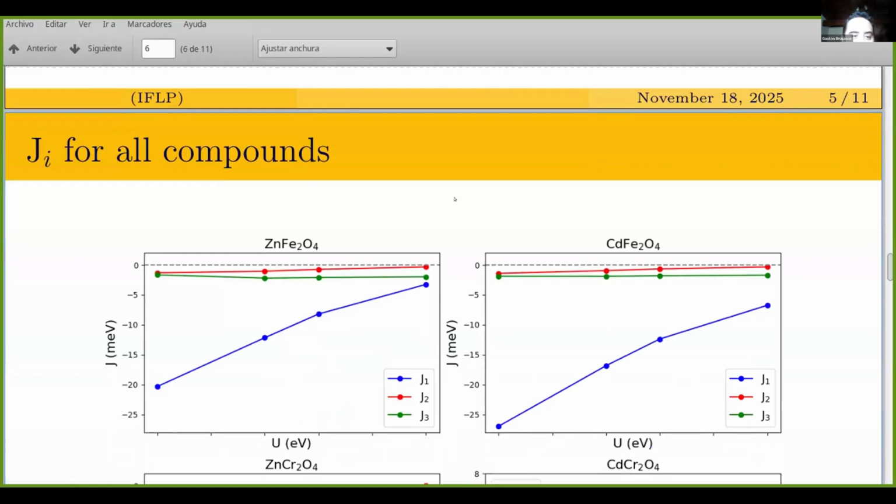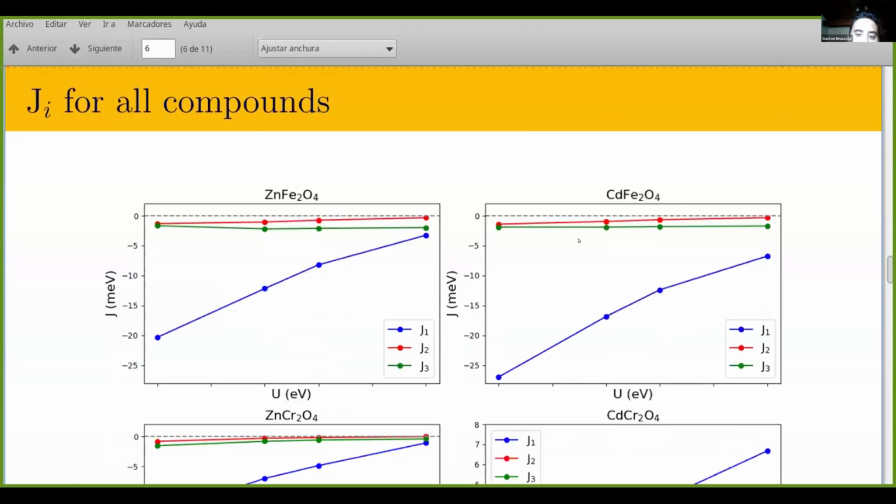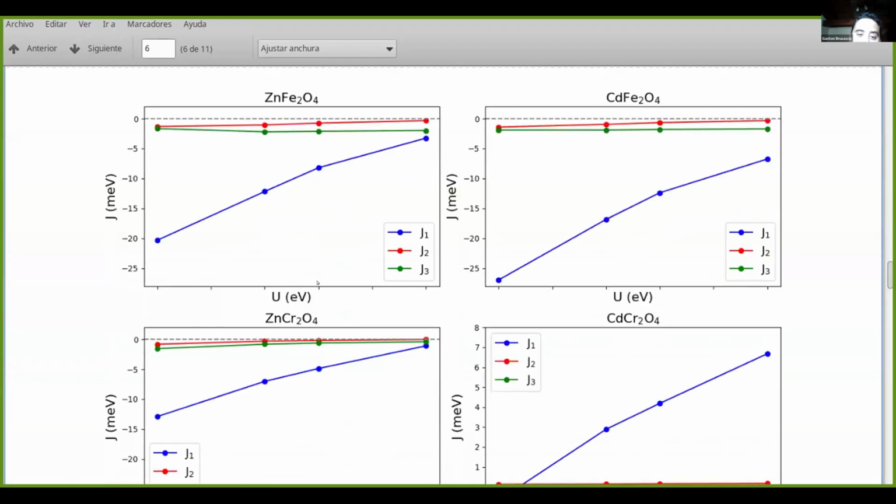Here we have J for all compounds. In this case, for zinc ferrite, cadmium ferrite and zinc chromite, we see similar behavior for the coupling constants J1, J2, and J3. J is the coupling constant to the neighbor, for example, J1 coupling constant first neighbor, J2 second neighbor, and J3 third neighbor magnetics.